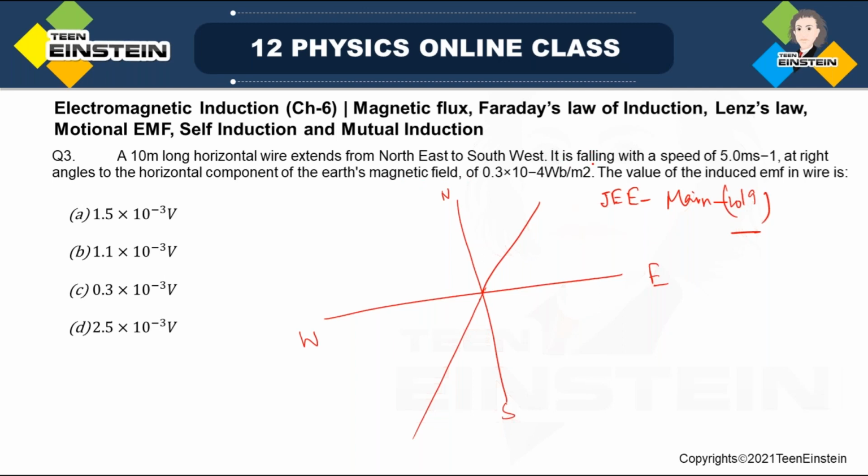Now the question is, it falls with the speed 5 meter per second at right angles to the horizontal component of the Earth's magnetic field. The magnetic field is given here. This is the Earth's magnetic field, 10 to the power minus 4 Weber per meter square. The value of the induced EMF of the wire is what?